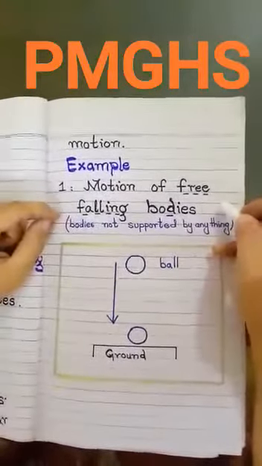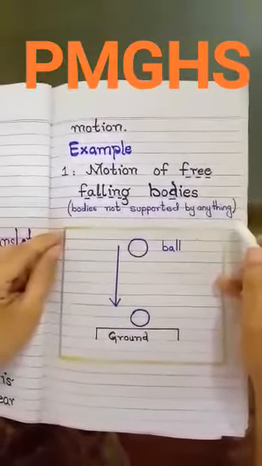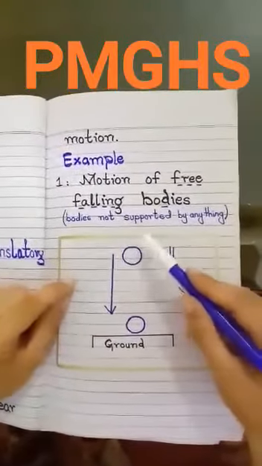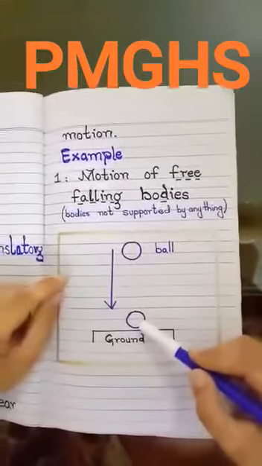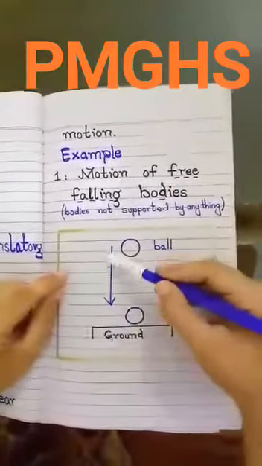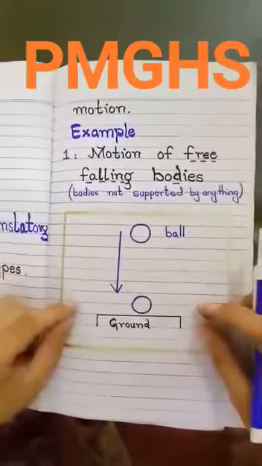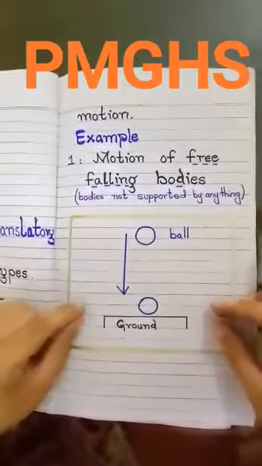Free falling objects mean the objects that are not supported by anything. For example, if we throw a ball from a height, this ball is a free falling body and it moves to the ground. And when it moves to the ground, it follows a straight path. So the ball which is thrown from a height to the ground performs the rectilinear motion.